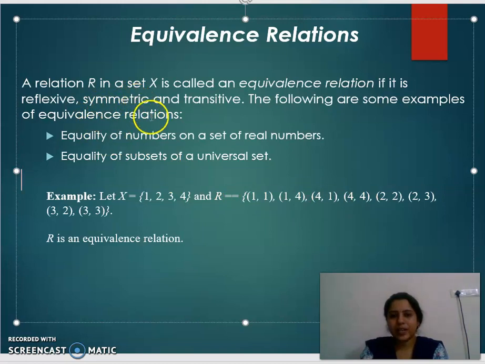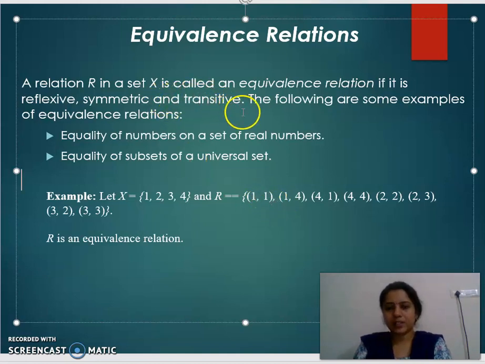Is it satisfying the symmetric relation? If (x,y) is there, (y,x) must also be there in the relation to satisfy the symmetric property. Here we have (1,4), so (4,1) is also there. Here we have (2,3), and (3,2) is also there. So this relation satisfies the symmetric property also.